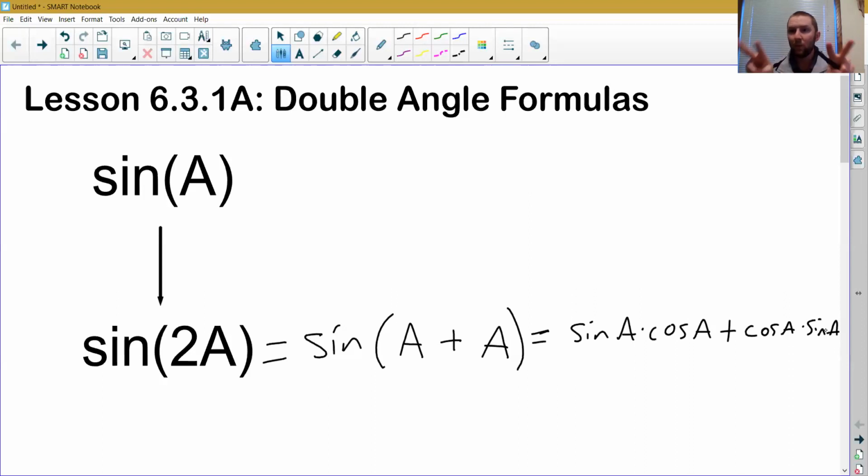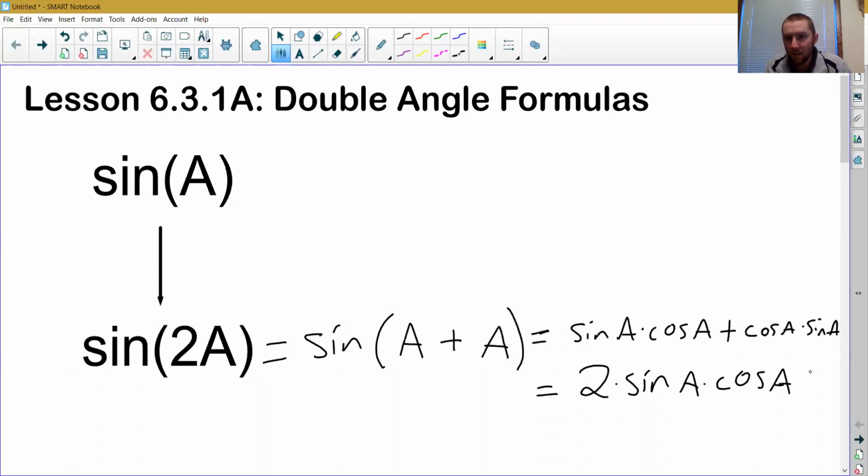So now I have 2 different things added together here, but those 2 things are really the same thing. Sine times cosine and cosine times sine, it doesn't matter what order I multiply things in. Sine of A times cosine of A, sine of A times cosine of A. These are exactly the same thing, which I can then simplify to writing 2 times sine A times cosine A.